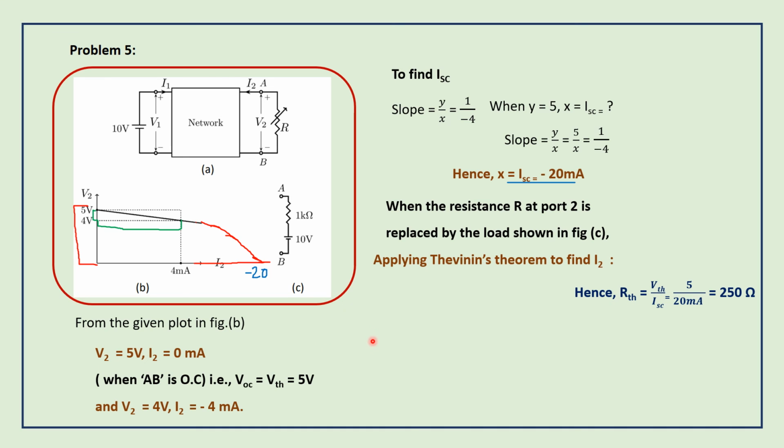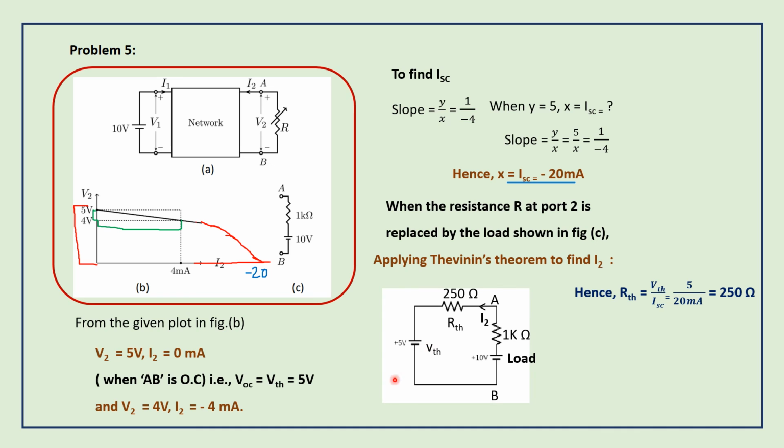Now we can apply Thevenin's theorem. By applying Thevenin's theorem, the Thevenin's voltage VTH we found out as 5 volt and the Thevenin's resistance we found out as 250 ohms in series with the load. So figure C is connected across the terminals AB. Now we need to find out the I2 value for this closed loop circuit. We can find it out easily.